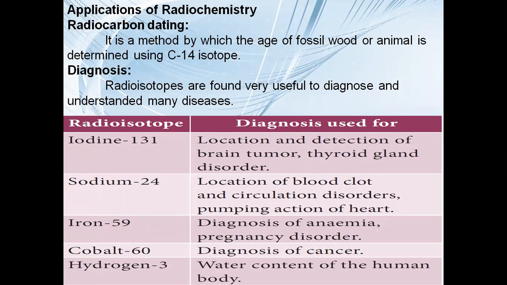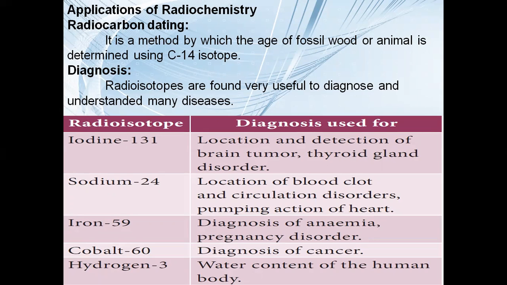ஓகேவா, தி ஃபர்ஸ்ட் ஒன் இஸ் iodine 131. So this is one of the radioisotopes. So location and detection of brain tumor, thyroid gland disorder. Okay, so brain tumor, thyroidலாம் இருக்கு அப்படின்னு சொல்லிட்டு எது வச்சு ஐடென்டிஃபை பண்றாங்கன்னா iodine 131 radio isotopes.